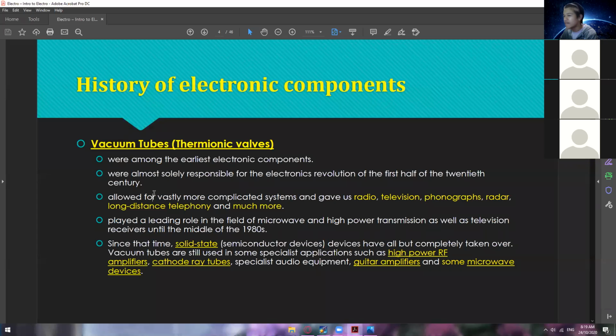So this one allowed for vastly more complicated systems and gave us the radio, television, okay, the large one, not the flat television that we have today, phonographs, radar, long distance telephony, and then much more. So this one played a leading role in the field of microwave and high power transmission, as well as television receivers until the middle of 1980s.